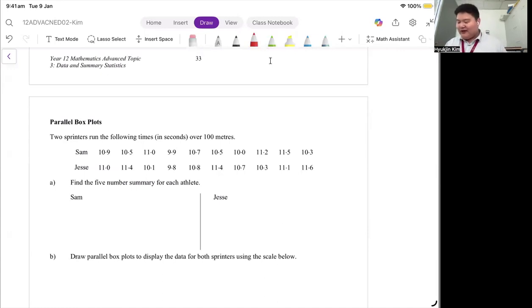Parallel box plots, I'm going to do, okay? Two sprinters run the following times in seconds over 100 meters. Sam and Jesse. Find the 5 number summary for each athlete.